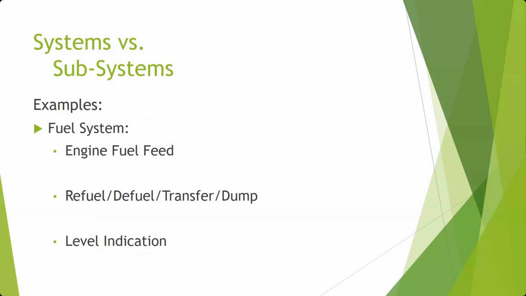And some of these are more integrated than others. Some of them, they're more discrete systems. Sometimes the refuel, defuel, transfer, and dump is tied into the fuel feed system. Sometimes they're totally separate. 727, they're mostly separate, but you can interconnect them to be able to move some fuel around, but only on the ground. You can't do it in flight.